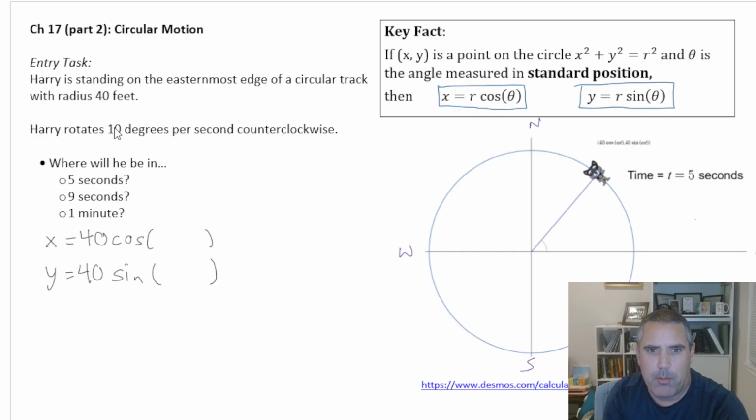So for this first problem, I'm going to keep the numbers really simple. I'm going to say that Harry is rotating this way, and that every second he goes 10 degrees. Never will you have something that nice.